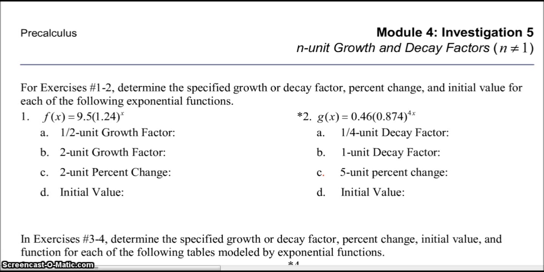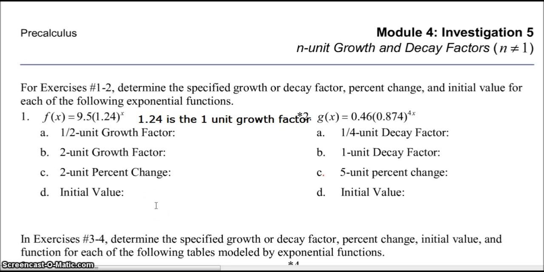Okay. So, first thing to notice here is that the 1.24 is the 1 unit growth factor because we have just an x up here, so we're inputting x. For each 1 unit increase in x, we multiply the value by 1.24. So that 1.24, it's really important, that's the 1 unit growth factor.